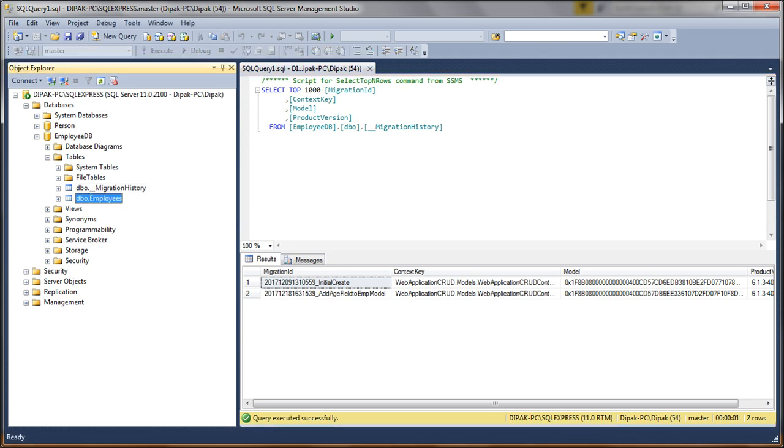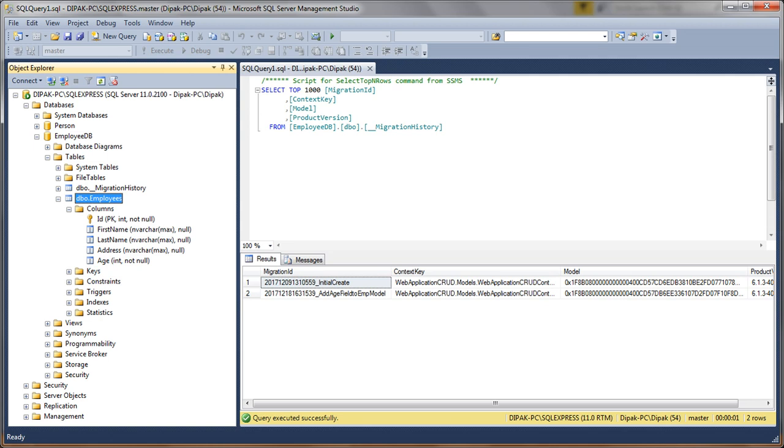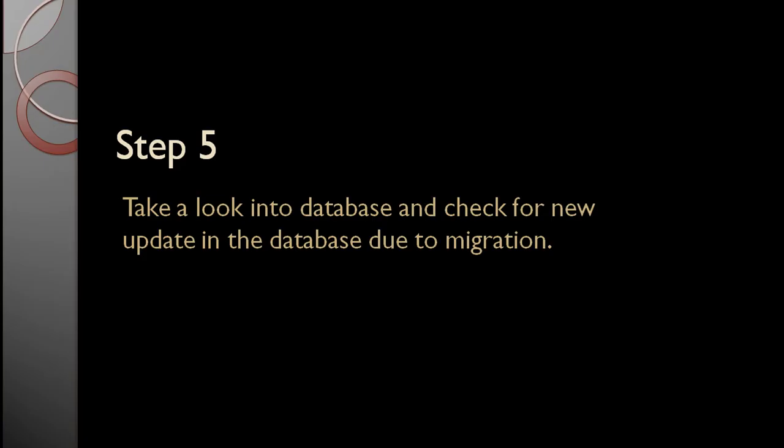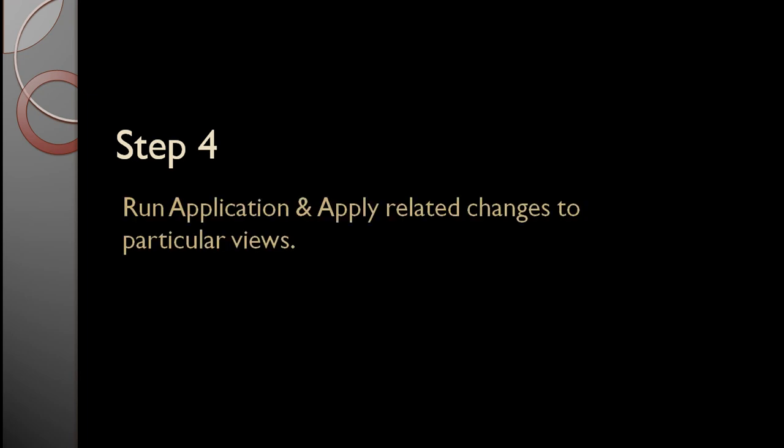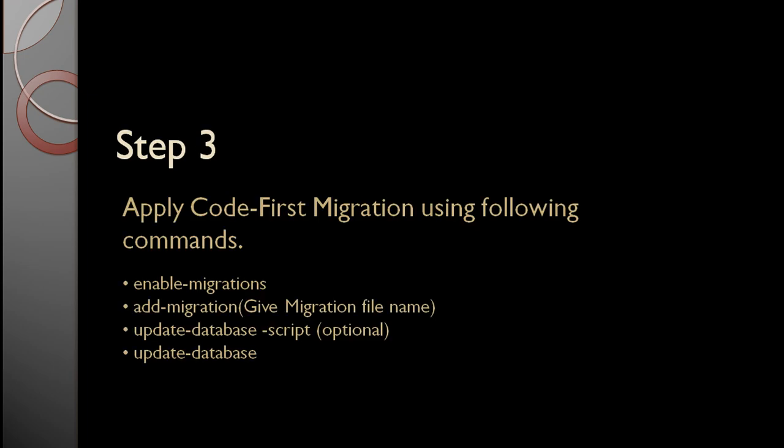So this is all about how to apply code first migration in ASP.NET MVC, and we just need to remember these few commands: enable-migrations, add-migration, and in that give the migration file name, update-database -script, which is optional, and finally update-database. So all these steps are done.